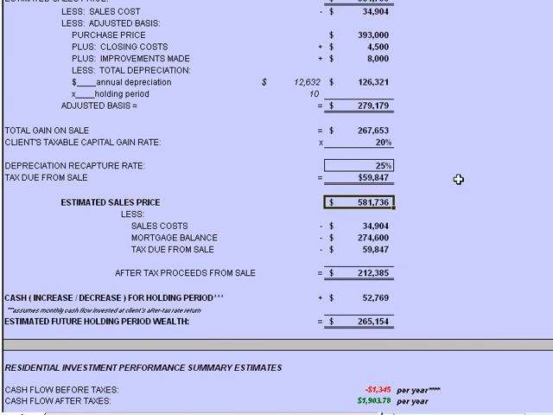The estimated sales price is $581,736. I'm paying $34,000 in realtor commissions. I got to pay off my mortgage balance at that time of $274,600. I've got to pay all the taxes due from the sale, and I would estimate that my after-tax proceeds from this sale is going to be around $212,000. So that lets me know what my after-tax net back to me would be. Now, that could be my future wealth, but remember, I had that cash flow each month coming into me.